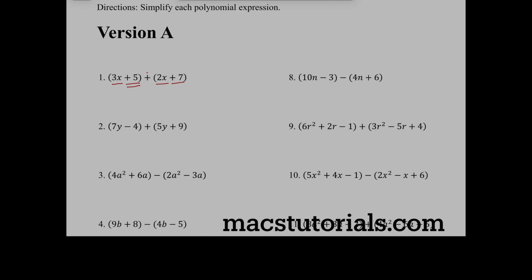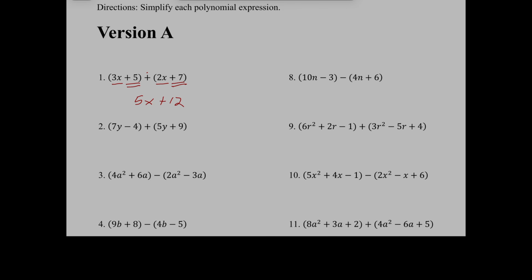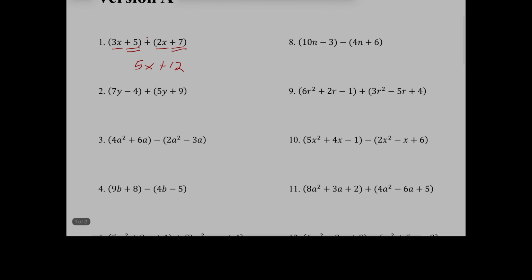Now when I do the double underline for my numbers, I do the signs as well. If you're going to make a mistake here, it's going to be because of the signs. So when you underline the signs, it really helps. The way I think about this one is 3x plus 2x is 5x, and positive 5 plus positive 7 is positive 12. And yes, I do in my brain say positive. When I do that, it really helps.